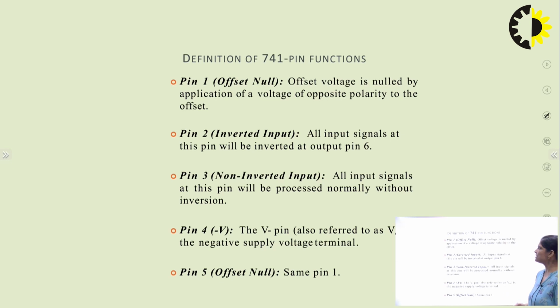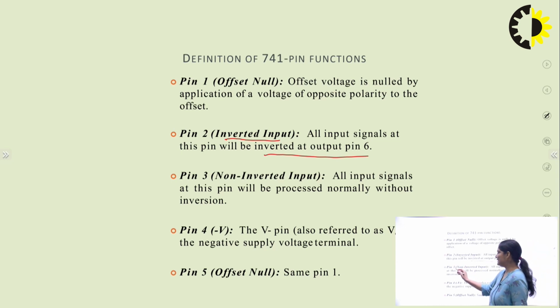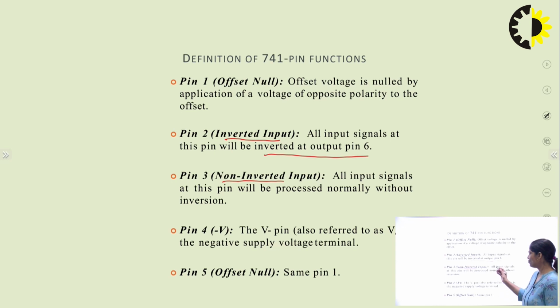Now, this is the pin description of 741 IC. Pin 1 is used for offset null. Offset voltage is nulled by application of a voltage of opposite polarity to the offset. Now, pin 2 is the inverting input. All input signals at this pin will be inverted at output pin 6. Now, pin 3 is used as non-inverting input. All input signals at this pin will be processed normally without inversion.